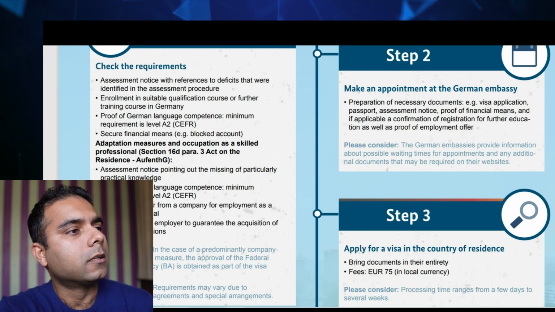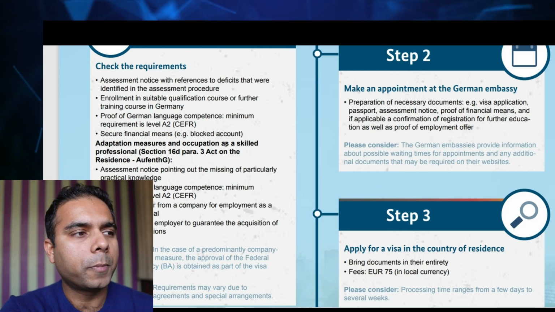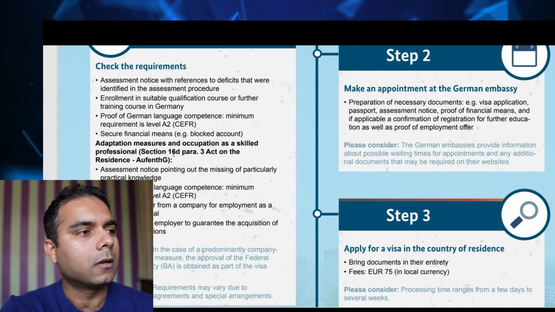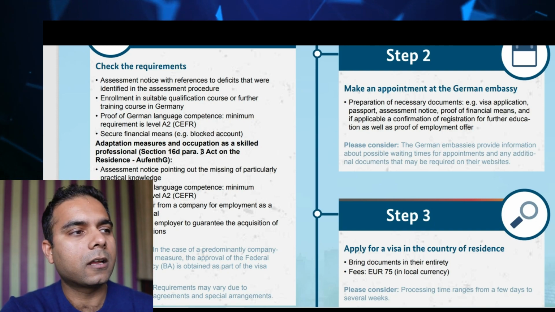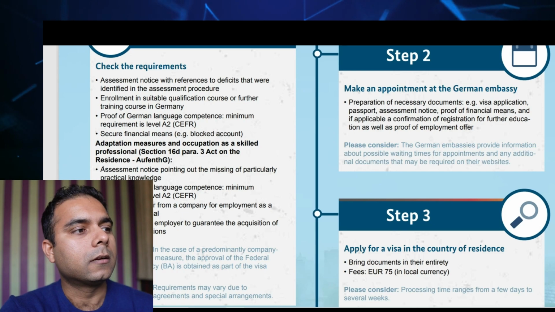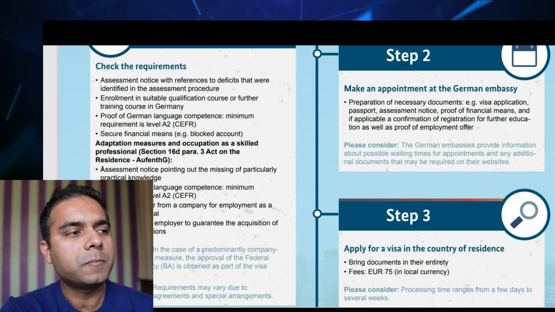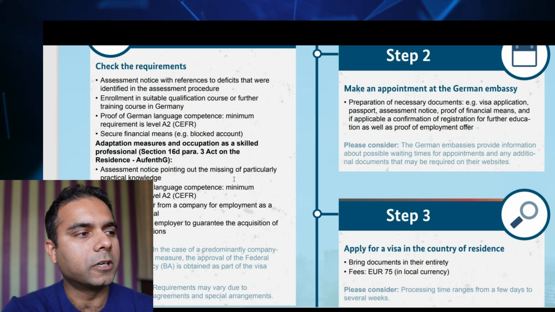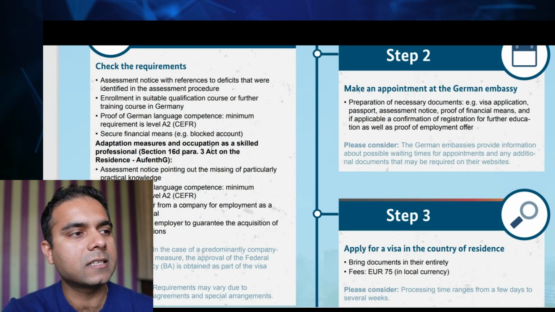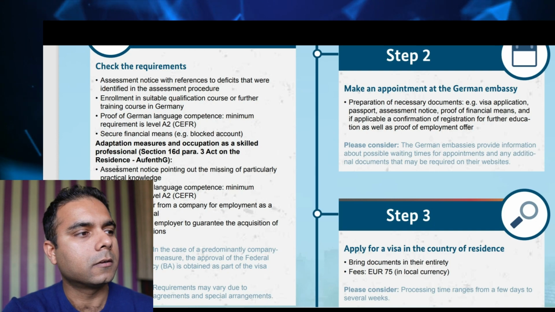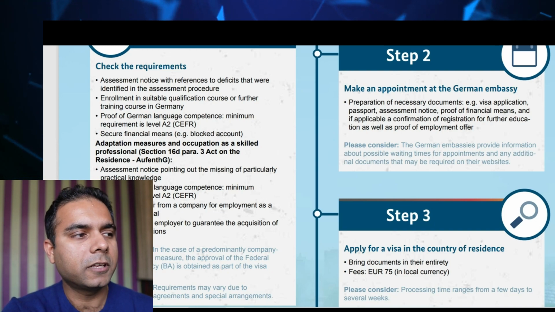Okay. Now, adaptation measures and occupation as a skilled professional. That is the 16D paragraph 3. Here, assessment notice pointing out the missing of particular practical knowledge. That is the same thing. Now here they are talking about the 16D. That is the skilled professionals. Okay. Proof of German language, the same thing.